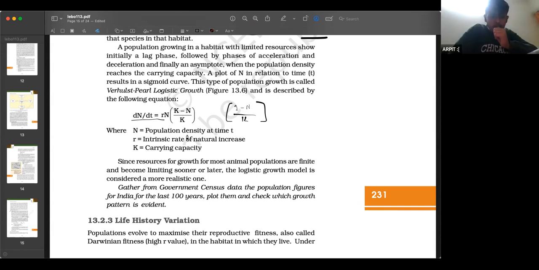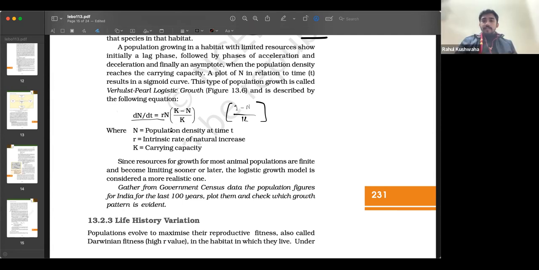So when the population reaches the maximum, N will become K. Then this whole bracket will become (K - K)/K, which means it's 0. So 0 multiplied by rN will be 0 again, so dN/dt will be 0. Which means there will be no change when the population size reaches the carrying capacity. Beyond that, it cannot go any higher. That is how this concept works.